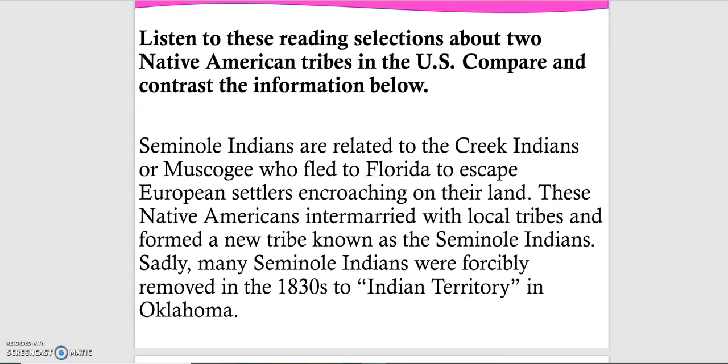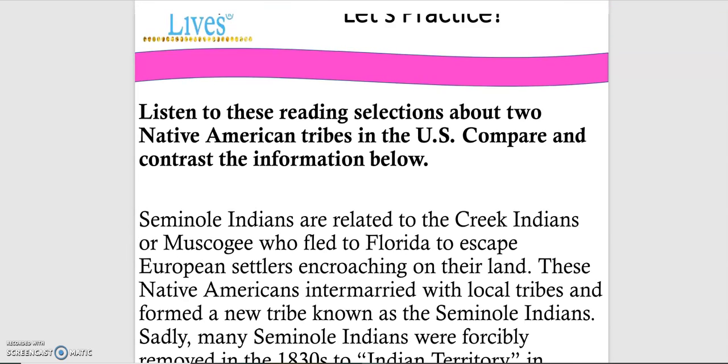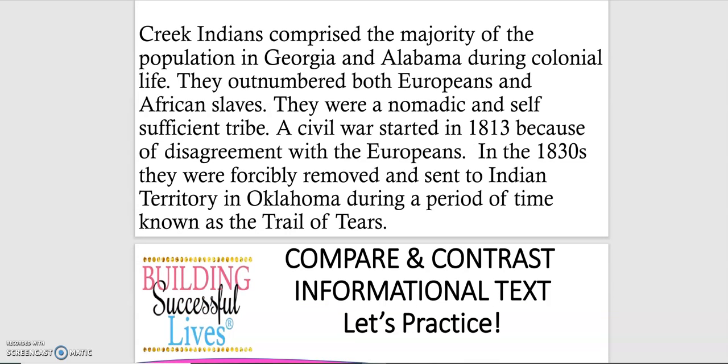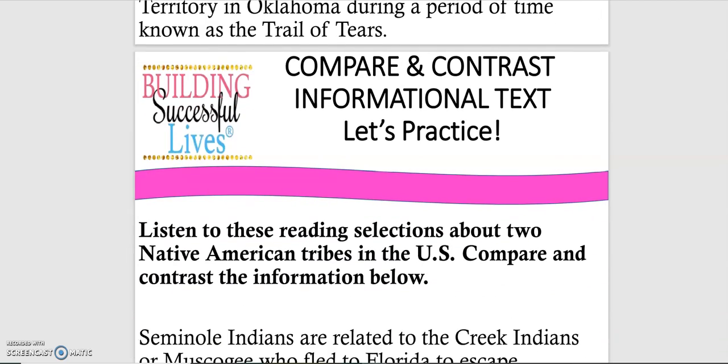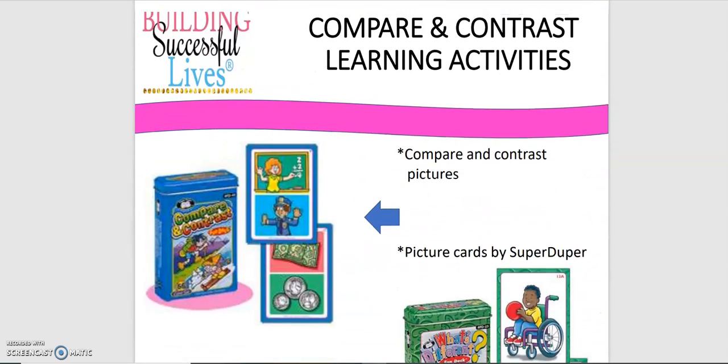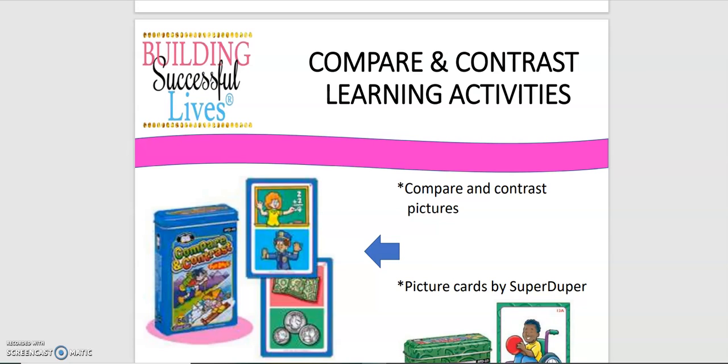These passages are similar because they're both talking about Native American or indigenous people of the United States. They're different because the Seminole Indians lived in Florida, and if we look back, we can see that the Creek Indians lived in Georgia and Alabama. That's how they're different. They're also similar because, unfortunately, they were forced onto the Trail of Tears and sent to Oklahoma by the European settlers forcibly. That's just an example of some things that we can do to practice compare and contrast.